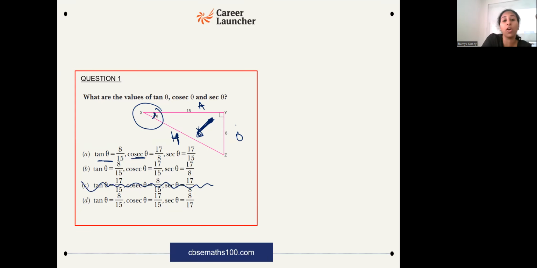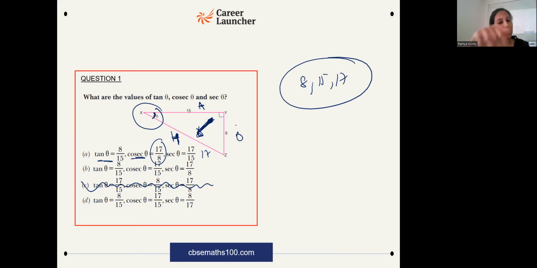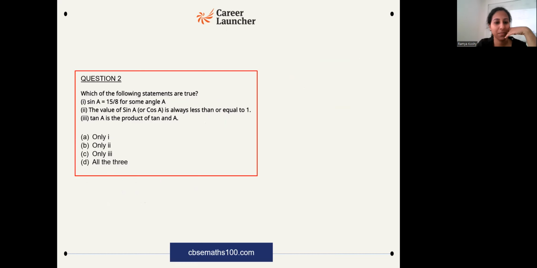Cosec is reciprocal of sine. It's hypotenuse by opposite. So it should be 17 by 8. How do you know the value is 17? If you know Pythagorean triplets, for this chapter also you need Pythagorean triplets. If you remember 8, 15 and 17 is a Pythagorean triplet, you don't have to spend time calculating. So you can just directly get the measurement of the hypotenuse as 17. And then you will get option A as the answer. So if you are writing a list of Pythagorean triplets to study, you can include this also. 8, 15 and 17. 8 square plus 15 square will be 17 square. Alright. This question.